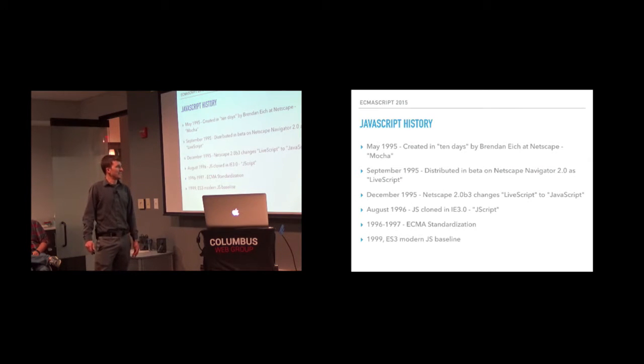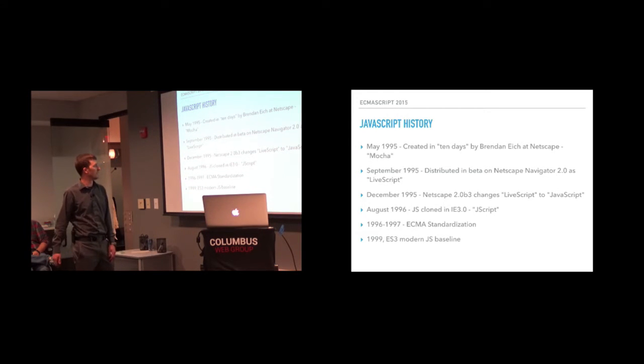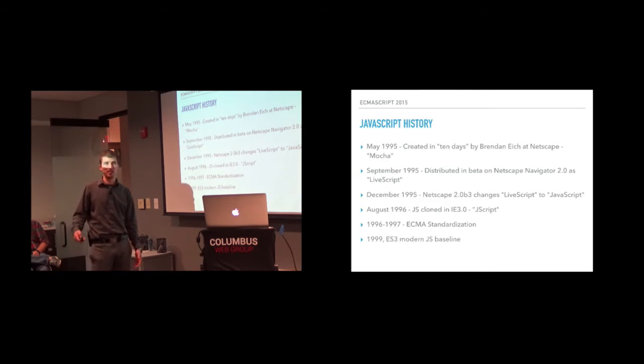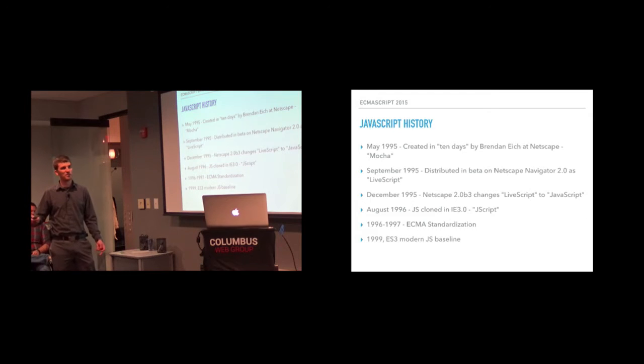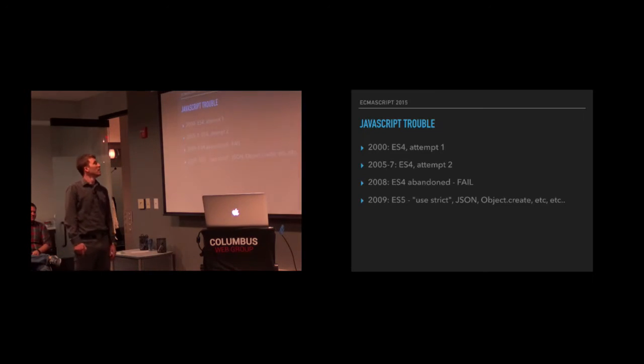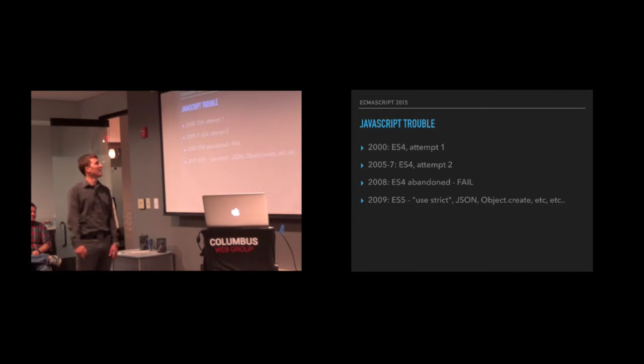So in 1996, 1997, ECMA starts writing standards around JavaScript. And in 1999, they release ES3, which is kind of the modern JS baseline. That's just how JavaScript functions and how we're used to using it now. So it had a troublesome past.